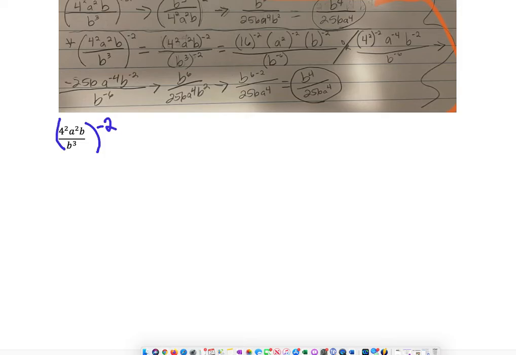One of the questions that I was asked, and here it's to the negative second power, was why does the b remain on top when you get your solution? And if we think of b as being a number, because it varies, so it can be different numbers, but we don't know what it is. But let's just look at how a number works.